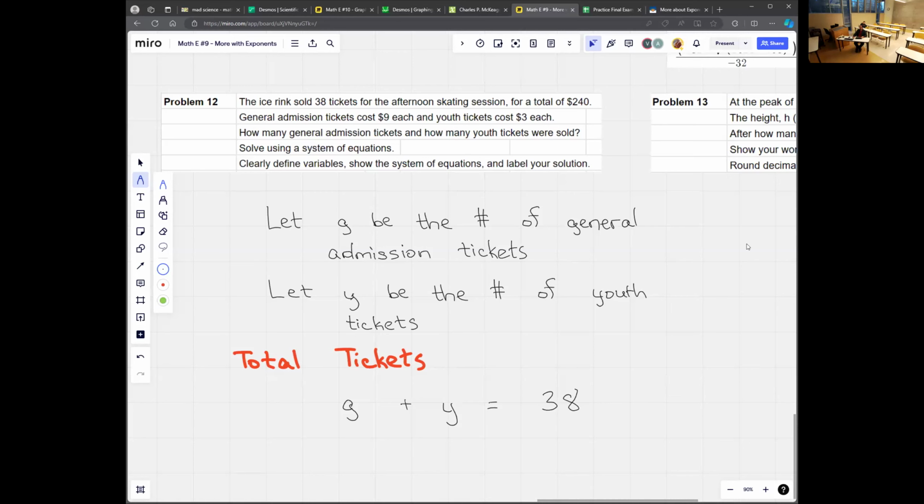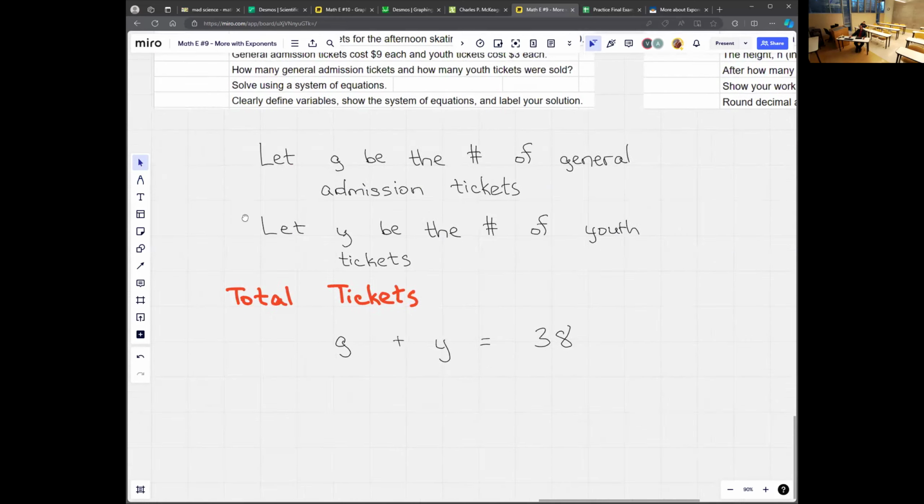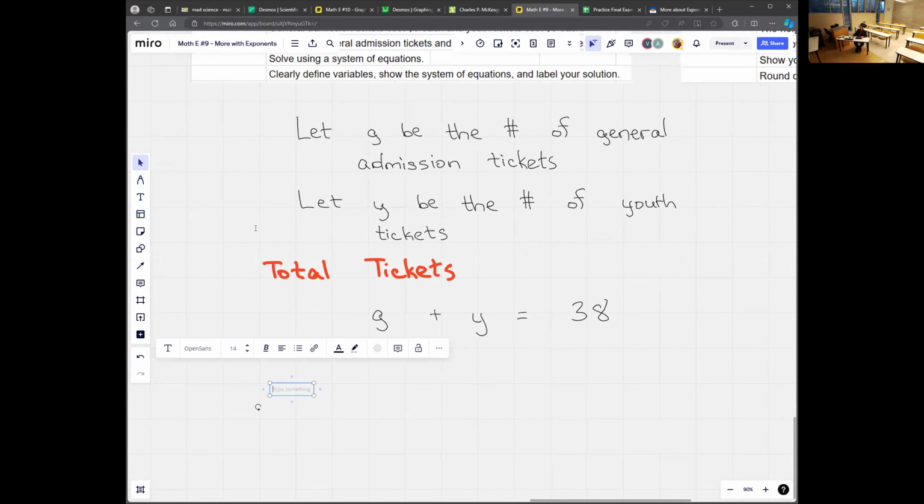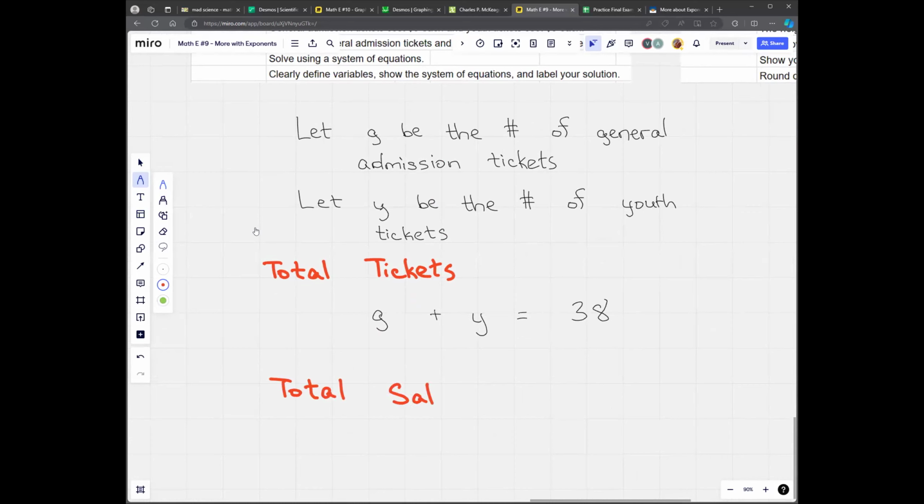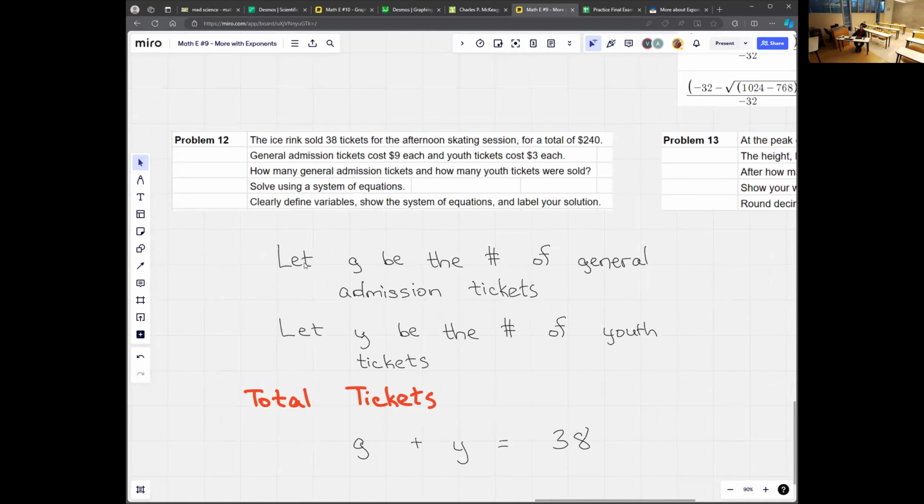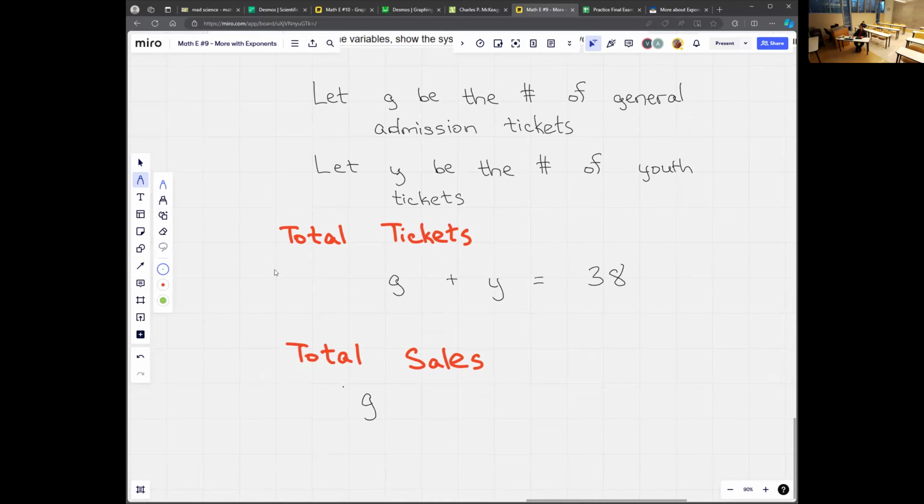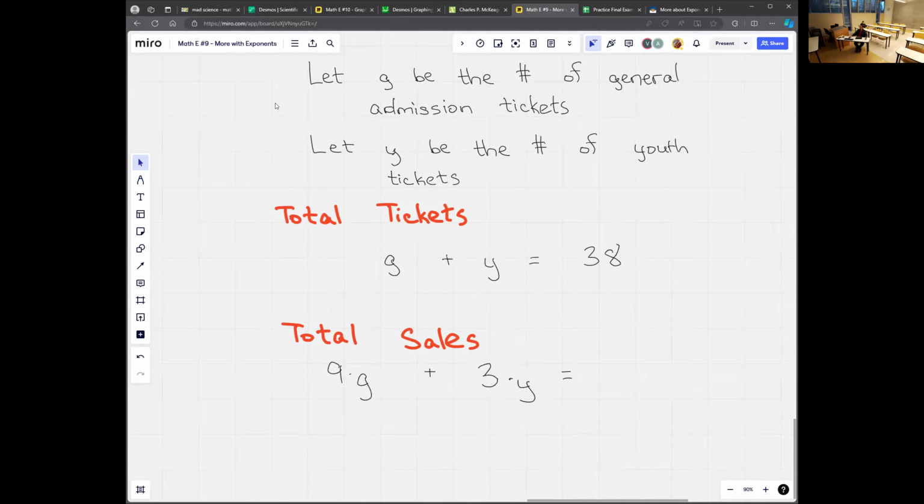We don't know yet. The second equation I'm going to make is the total cost or total sales, whatever you want to call it. So I have G general admission tickets sold, and each of those brings in how much money? $9. So 9 times G is how much money they brought in that day from general admission. Everyone okay with that? Yes. And similarly, the youth tickets were $3 each. So 3 times Y is how much money they brought in from the youth tickets. And then that should equal 240, right? Yes, that's 240.